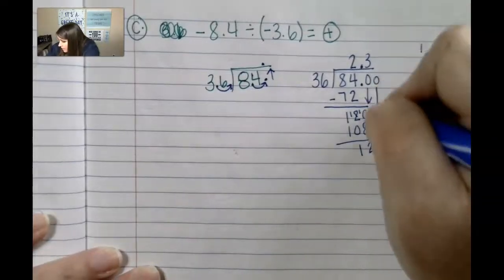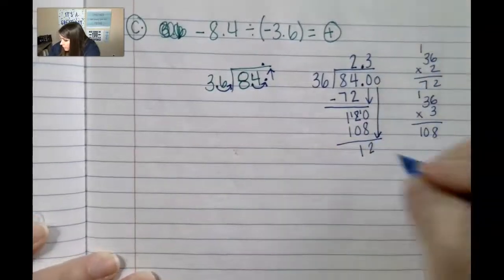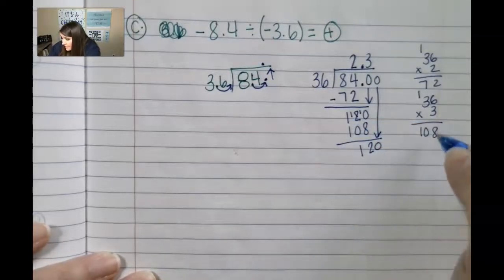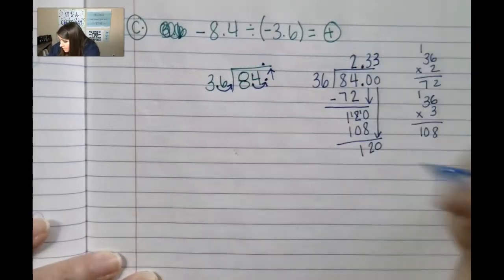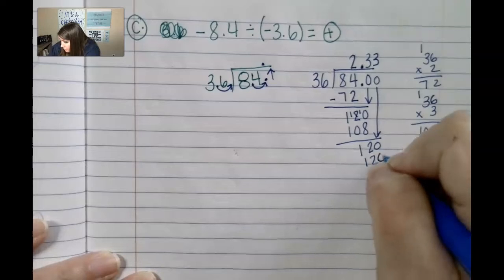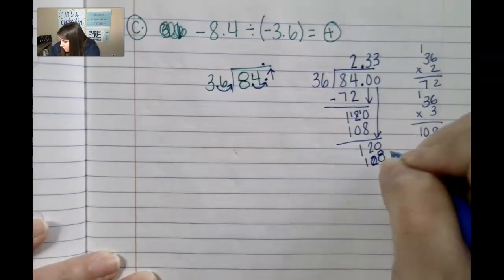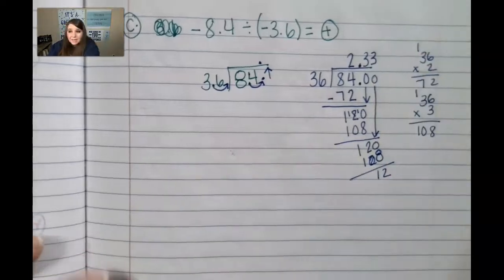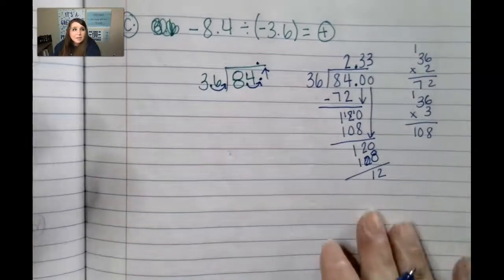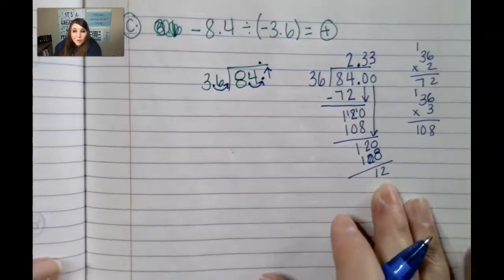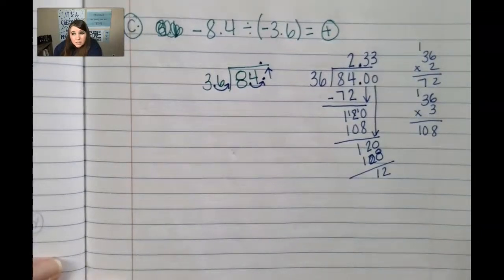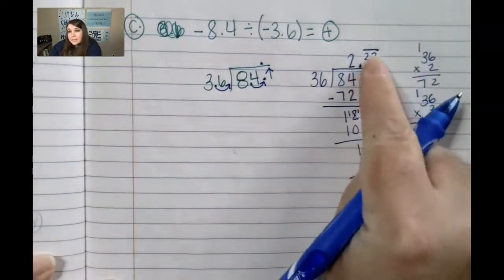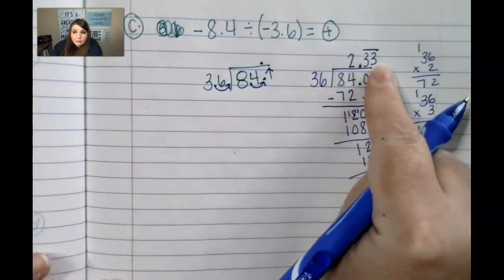So I'm going to add on a 0, and I know that I have 120. It's the same thing. I know I have to use 3 again, and that gives me 108, and that gives me 12, and it's repeating over and over again. I cannot get rid of this 12, so instead we're going to use this little line on top. This little line tells us that it repeats forever.